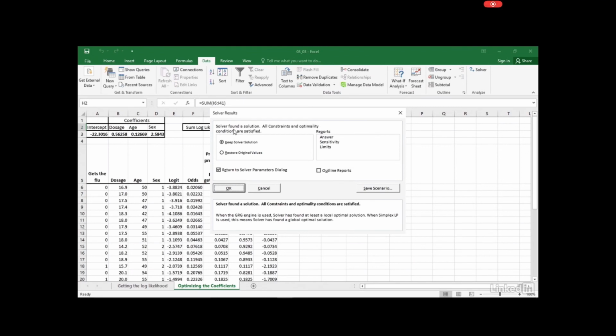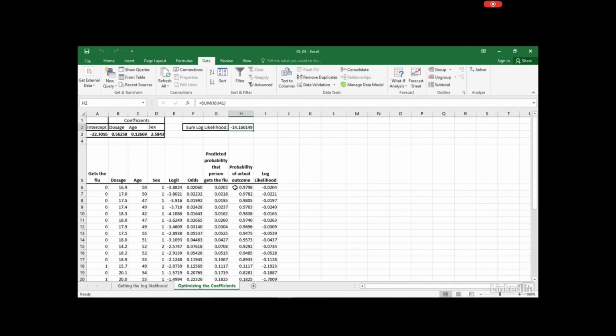And just that fast, Solver found a solution. All constraints and optimality conditions are satisfied. We'll want to keep that solution. Notice before I dismiss this dialog box that the intercept and the 3 coefficients have been set to new values. We don't want to return to the Solver Parameters dialog box, so just make sure that cell is cleared and click OK. And now we have optimized the coefficients and the intercept, and the sum of the log likelihood, which had been something like minus 33, is now minus 14. It's a lot closer to 0, and that's telling us that the predictions are a lot closer to absolute accuracy than they started out.